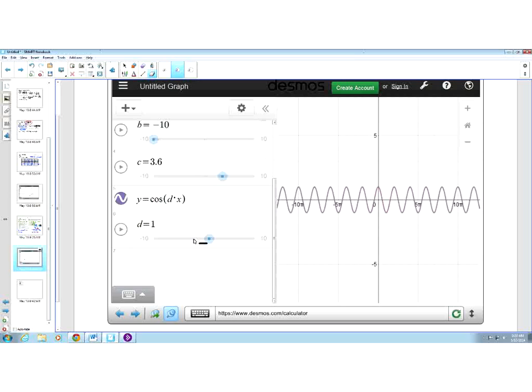Okay. Now what happens if we increase d? What do you think is going to happen if we increase d? Well, the graph will shrink horizontally. So let's do that. We anticipate that the graph will shrink horizontally. And lo and behold, it does. See, as we increase d, we get more compression. We're compressing in the x direction. You see the compression there?